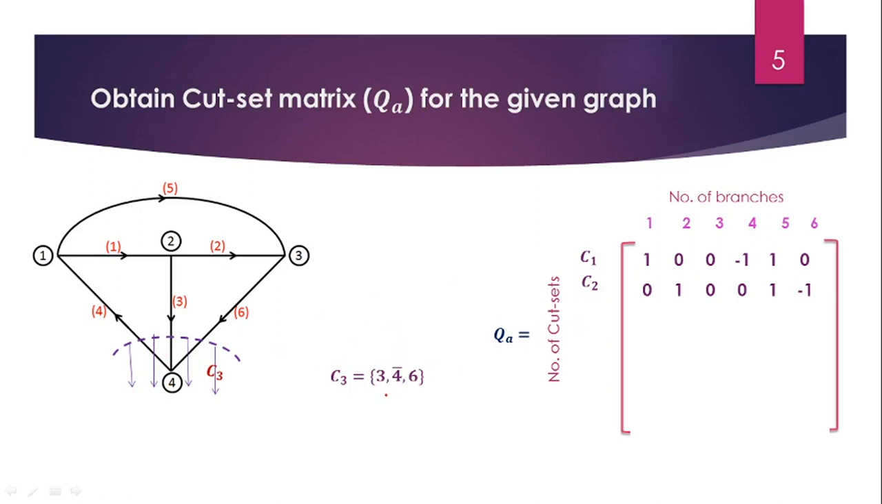So the branches which are cut here are 3, 4, 6. So what are the elements we can write as? Branch 1 is not going to cut, so 0. Branch 2 is not going to cut, so 0. Branch 3 is going to cut and having same direction or same orientation as cut, so +1. Branch 4 is going to cut, but it is going away from the node 4 where cut is going to the node, so -1. Branch 5 is not going to cut, branch 6 and cut having same direction, so it is 1.